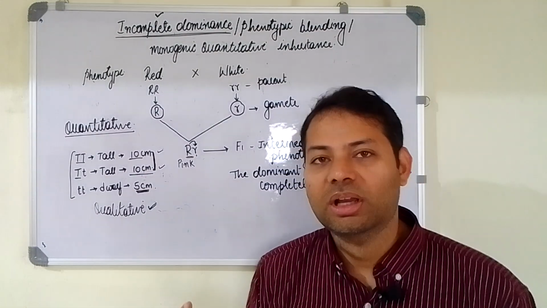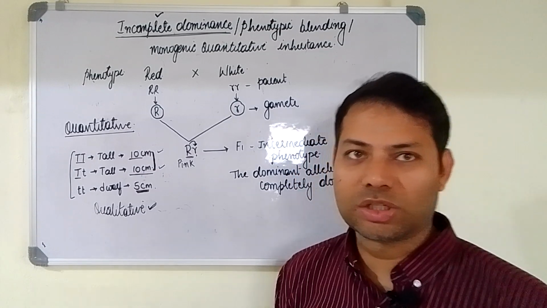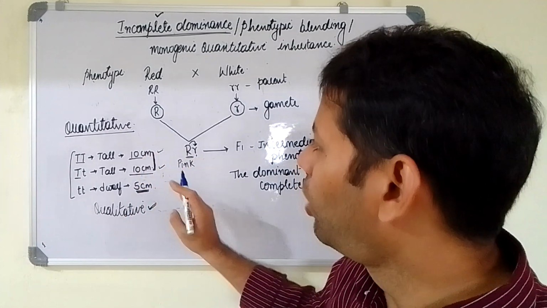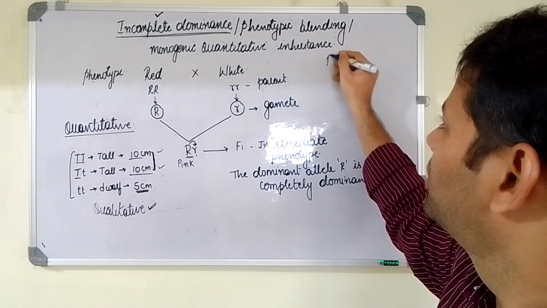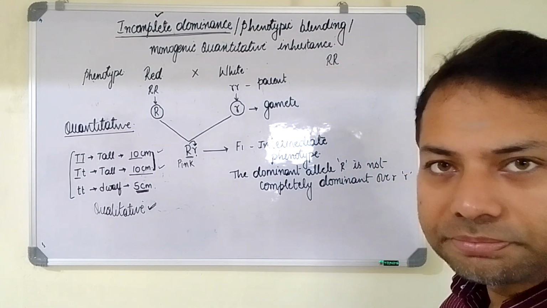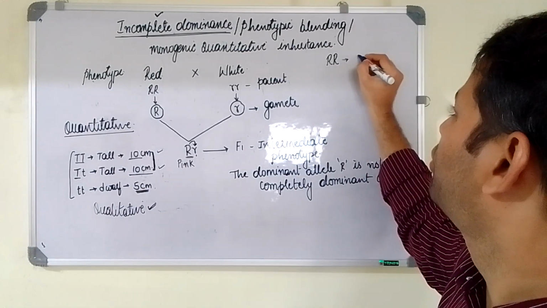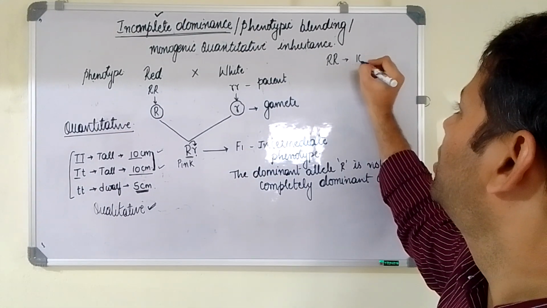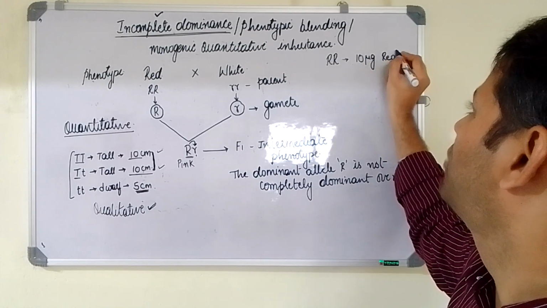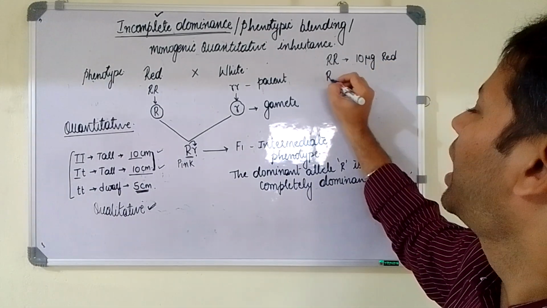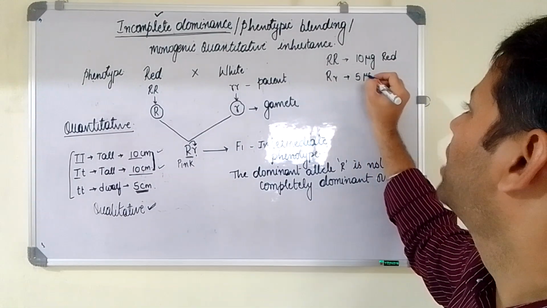Now, for example, the height of the plant in Mendel's crosses with pea plant, all of them are qualitative traits. If you look at a quantitative trait, let us take, for example, capital R, which is producing probably some 10 micrograms of red color pigment in the flower. Just a hypothetical example. Capital R, small r is producing, let us take, only 5 micrograms of the pigment.